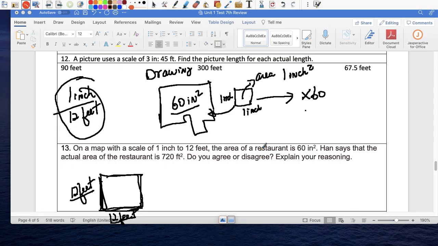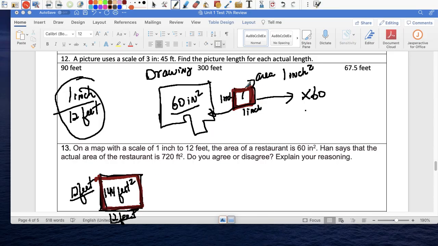Are you okay with that? I'm just showing you what this is in real life. So in real life, this 1 inch squared is represented by this 12 by 12 square. And what's the area of this? 144 feet square. Okay?